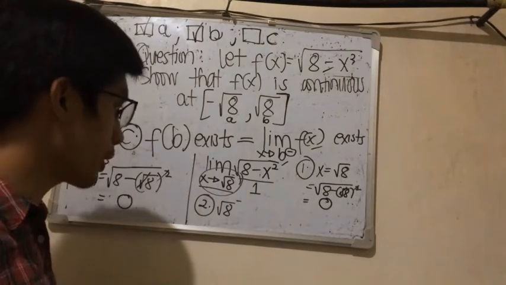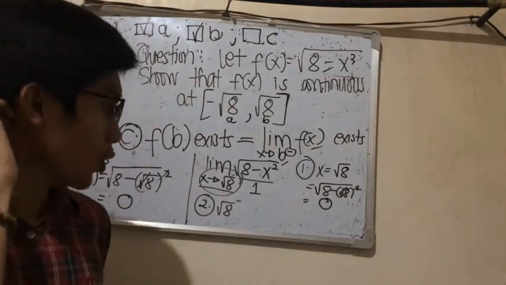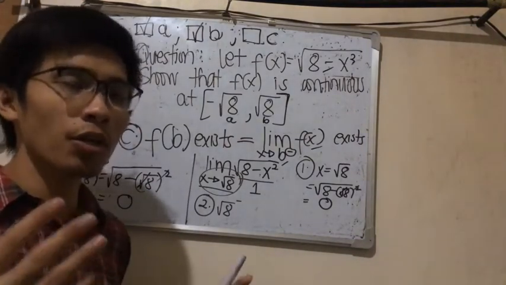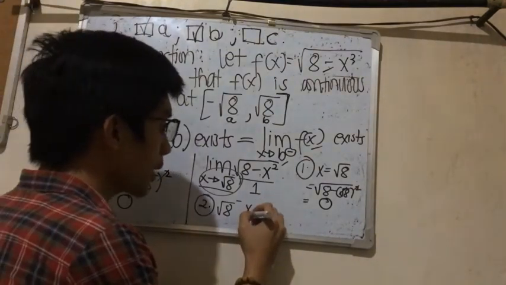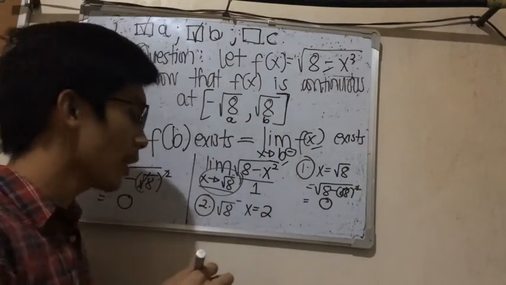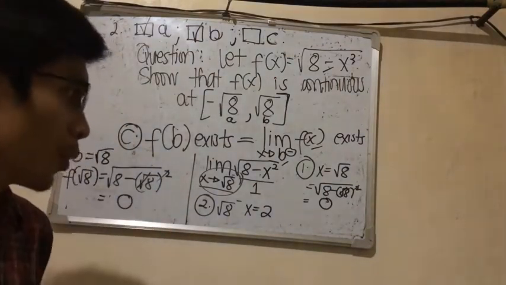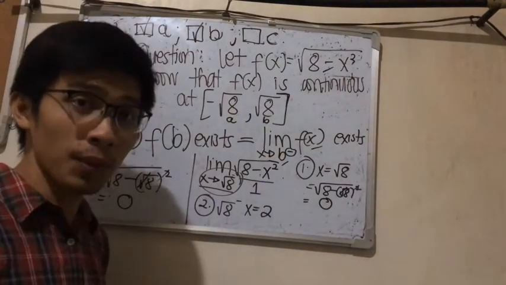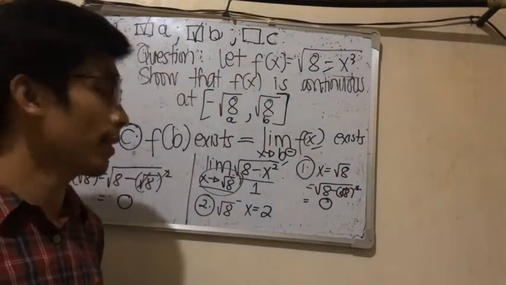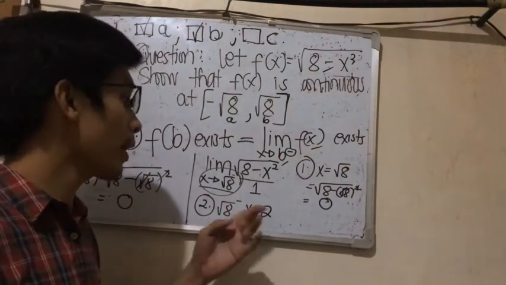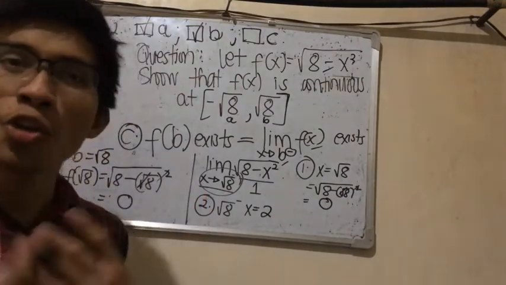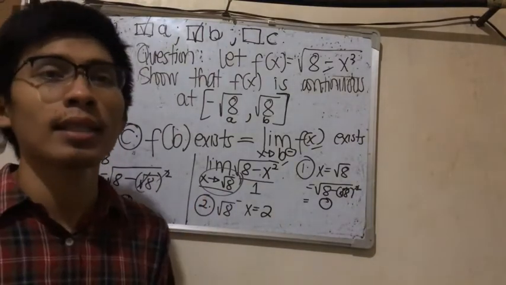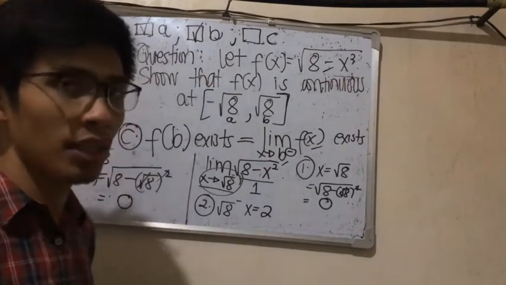You can choose 2, you can choose 3, any number, you can choose 0. So in my case, I would like to choose x is equal to 2. Is x equal to 2 located at the left of square root of 8? Yes. So I'm pretty sure that x is equal to 2 is located at the left of square root of 8. You can choose any number as long as it satisfies the condition.